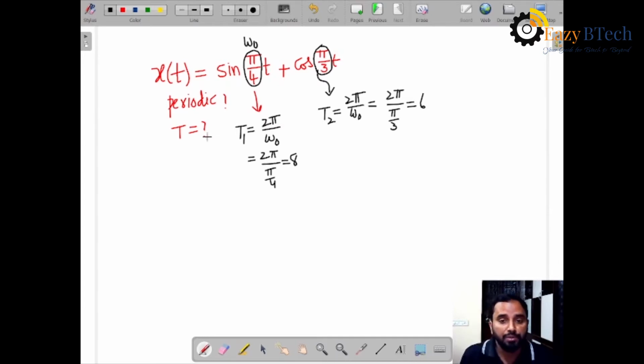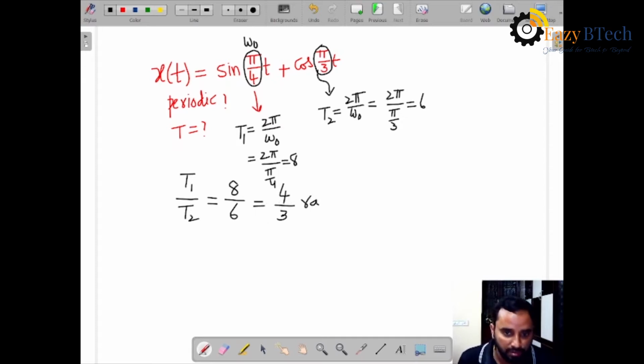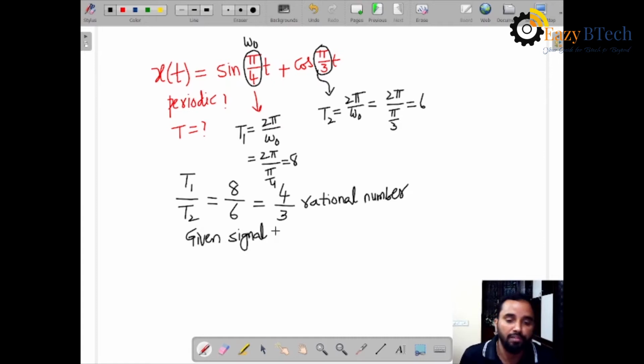After finding t1 and t2, take the ratio t1 by t2. t1 is 8, t2 is 6, so the ratio is 4 by 3. 4 by 3 is a rational number. Rational number means a ratio of two integers: 4 is an integer, 3 is an integer. That is why it is a rational number. So the given signal x of t is a periodic signal.